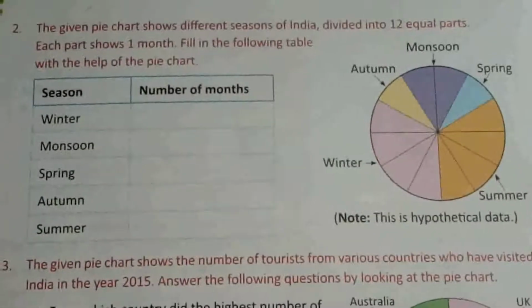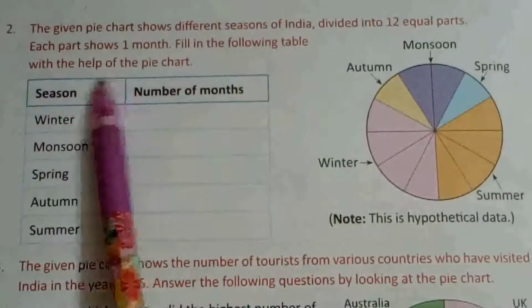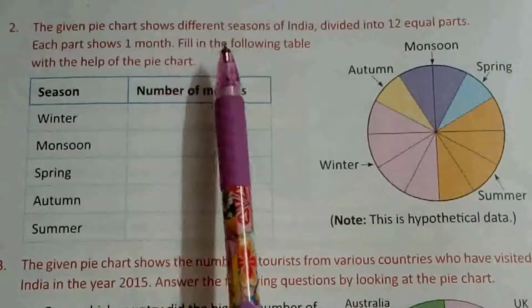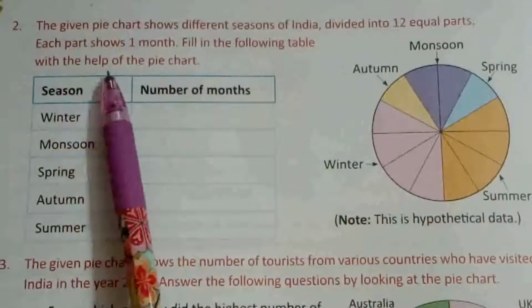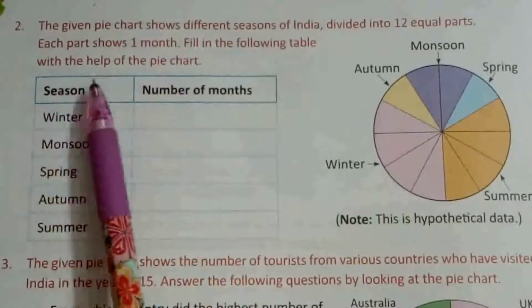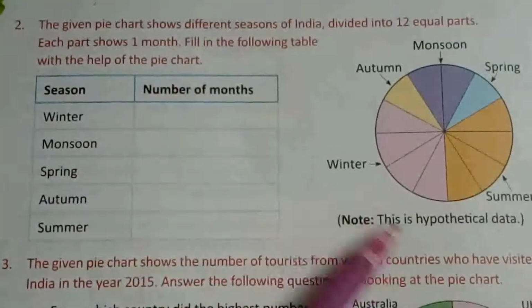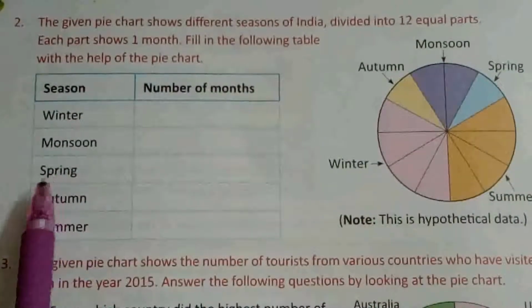Now coming to the next one. So the question is, the given pie chart shows different seasons of India divided into 12 parts. Each part shows 1 month. Fill in the following table with the help of the pie chart. So here the pie chart is already given. We have to give the following answers.